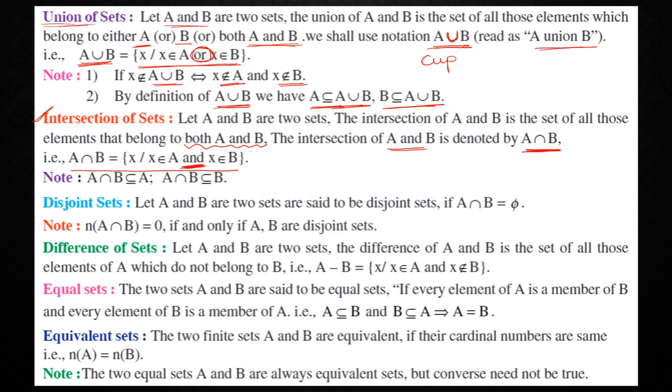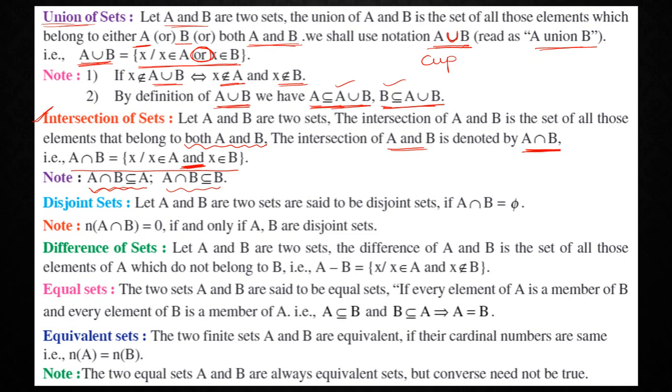From this we can say A intersection B is a subset of A and A intersection B is a subset of B. So here it is opposite, right? You need to observe these two cases. Here A and B are small sets, A union B is the bigger set. So A is a subset of A union B, B is a subset of A union B. Here A intersection B is the smaller set when compared to A and B, right?